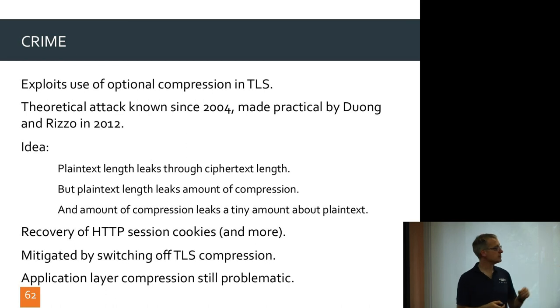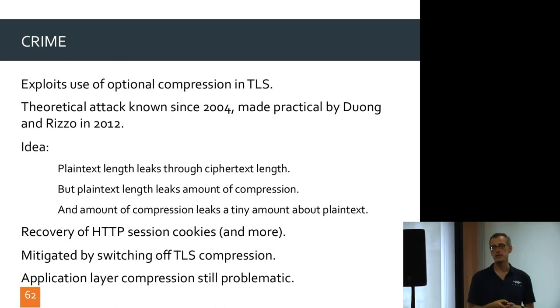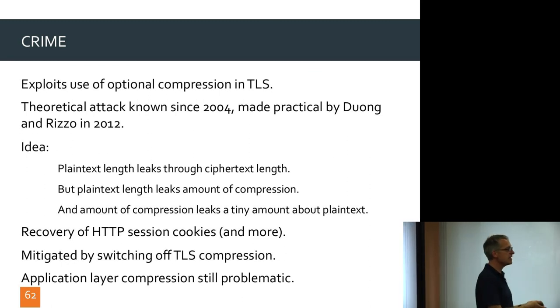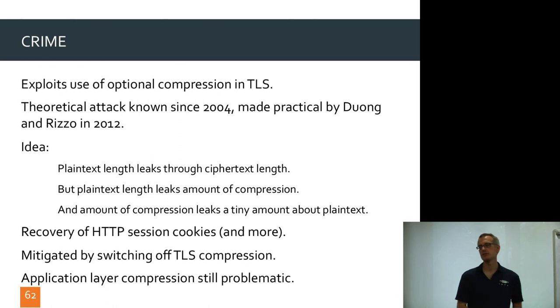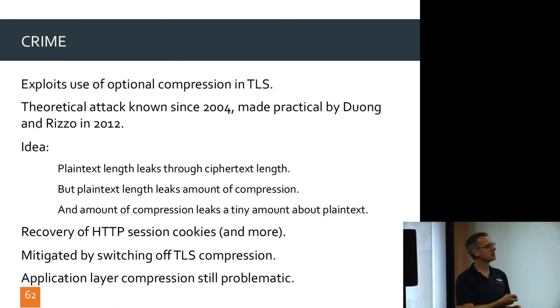And again, they were using JavaScript running in the browser to control all of the plaintexts and to get the chosen plaintext capability that they needed for the attack. So they were able to again recover session cookies for HTTP. So that's quite a serious thing. There's a mitigation, which is to switch off TLS compression. You shouldn't be doing compression anyway. It's bad for security. But application layer compression happens all the time and would still be problematic here.